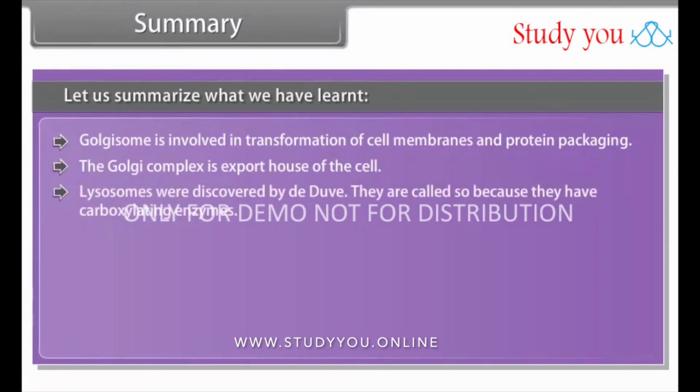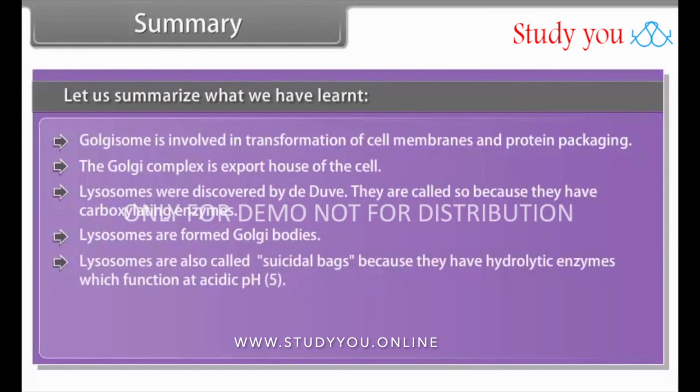Lysosomes were discovered by De Duve. They are called so because they have carboxylating enzymes. Lysosomes are formed by Golgi bodies. Lysosomes are also called suicidal bags because they have hydrolytic enzymes which function at acidic pH 5.